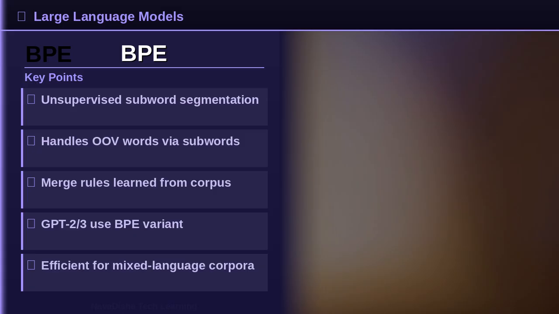Here are the key things to know about BPE. Point 1. Unsupervised subword segmentation. Point 2. Handles OOV words via subwords. Point 3. Merge rules learned from corpus. Point 4. GPT-2/3 use BPE variant. Point 5. Efficient for mixed language corpora.